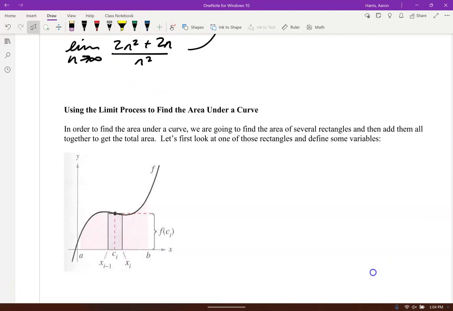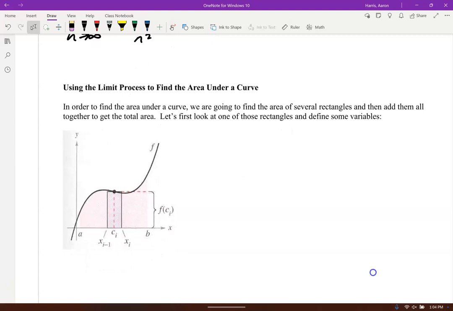Well, as is written here, in order to find the area under a curve, we're going to find the area of several rectangles and add them all together to get the total area, right? And so what we're going to do is find the width. So let's start out with the width of the rectangle as we introduced in the first video. We called that delta x, the width of the rectangle, and it was b minus a all over n, right?